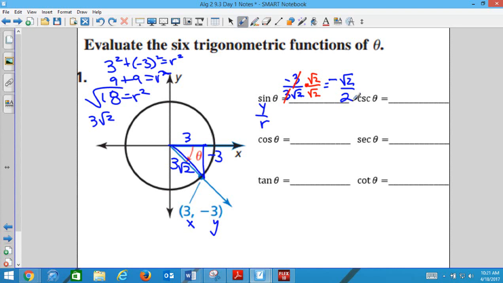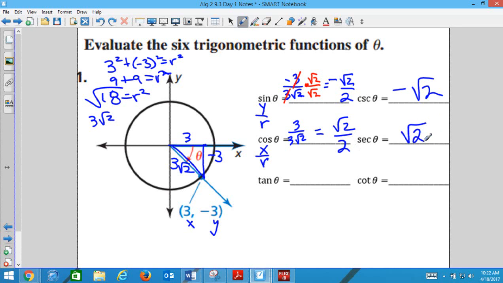Okay, for cosecant, what's the cosecant of 45 degrees? It's radical 2, but if I'm flipping this one, it's actually negative. So we're going to do this stuff again. With cosine, we've got x over r. So I'm going to put my x, which is 3, over 3 radical 2. And I can cancel, and I can rationalize. But it's going to equal radical 2 over 2. And then my secant, I'm going to flip that one. It's going to be positive radical 2.